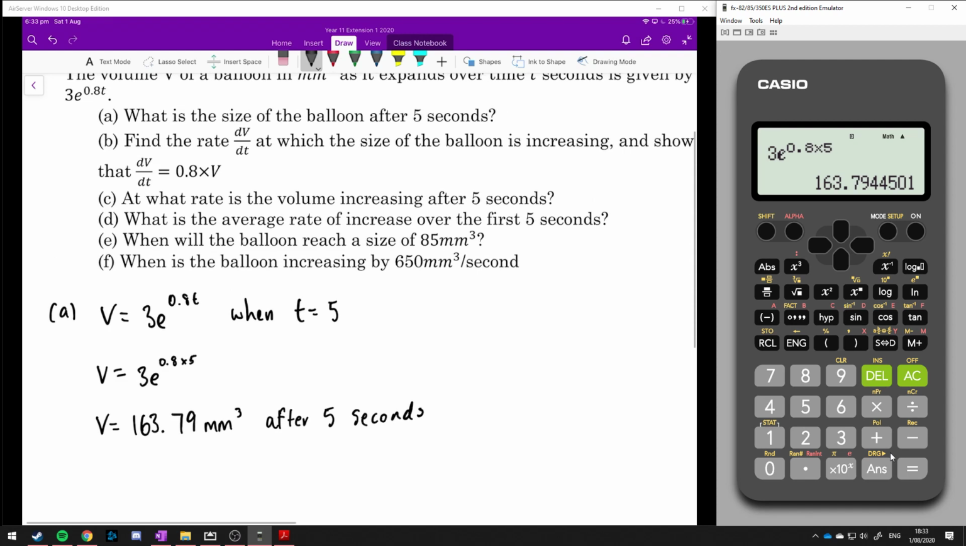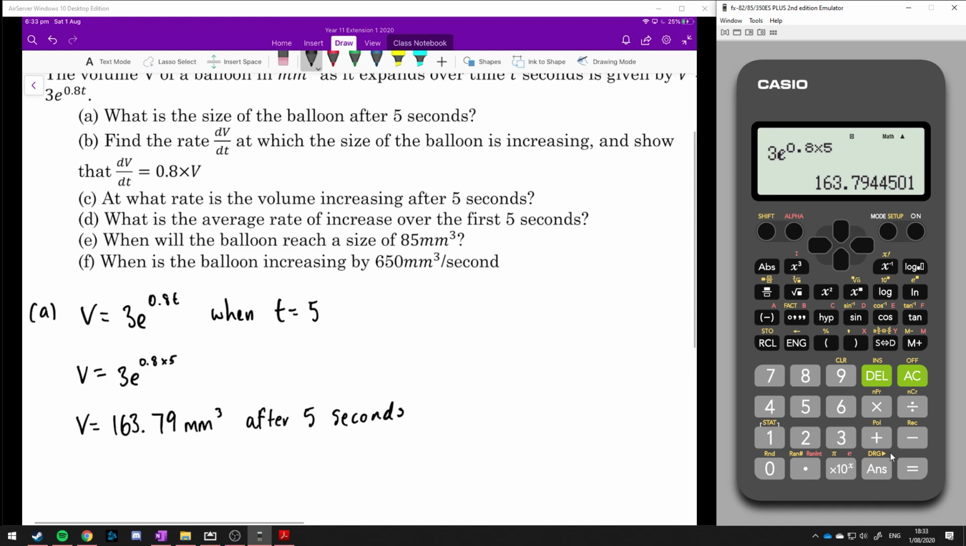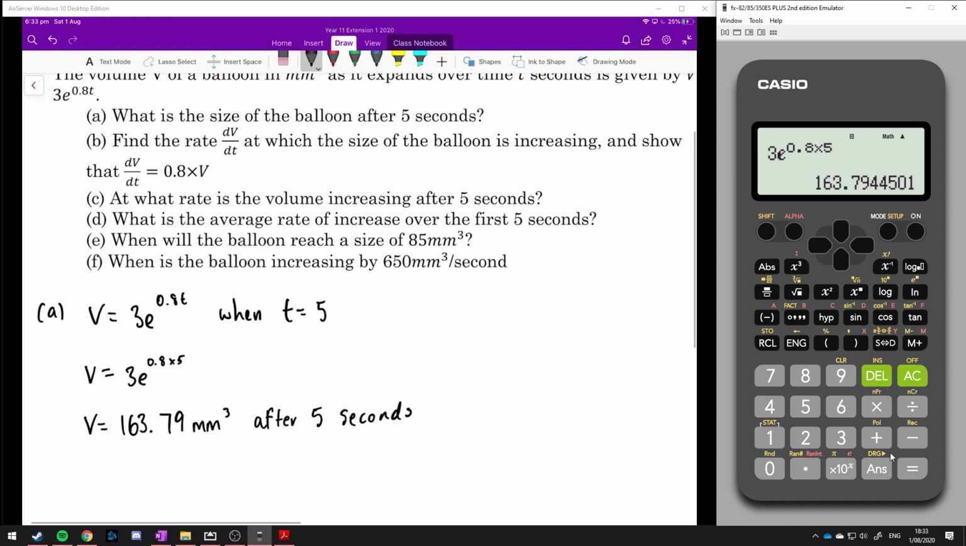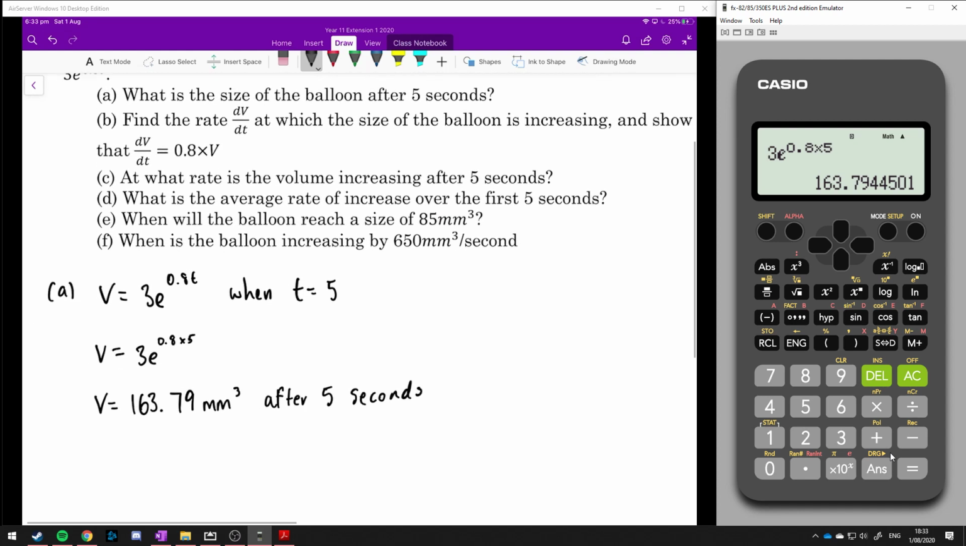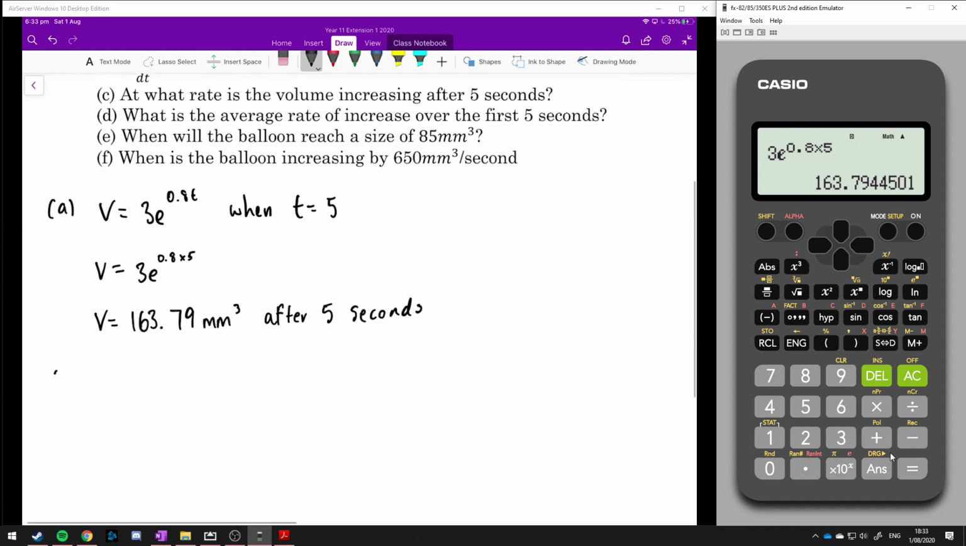Now part B says find the rate, so dV/dt. So it tells you what to do. Find dV/dt at which the size of the balloon is increasing and show that dV/dt is equal to 0.8 times V. Now basically whenever we talk about rate in these types of questions, we're talking about the derivative. Whenever we're talking about just the volume or something, we're talking about the original function. If I'm asking when something's going to reach a size, volume. If I'm looking at a question like part F, where it has a rate, 650 millimeters cubed per second, derivative. So let's go to part B.